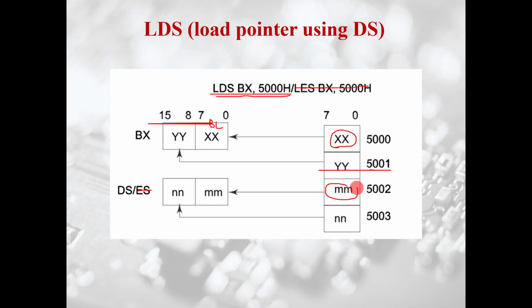So this is the data which is available here, this is the data which is available here. The data which is available in this memory location will be brought here, and the next data will be brought here, right. If you write LES, then instead of DS, it will be brought into the ES register. So that is the difference between LES and LDS. In one operation, two data transfers, a total of 32 bits of information, will come from the memory into these two registers.